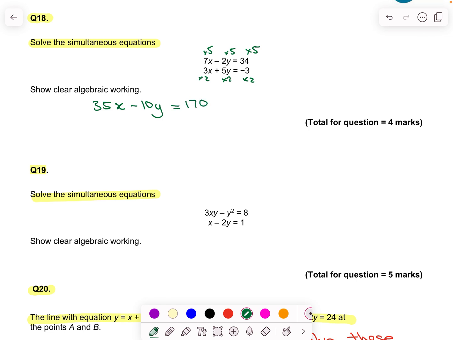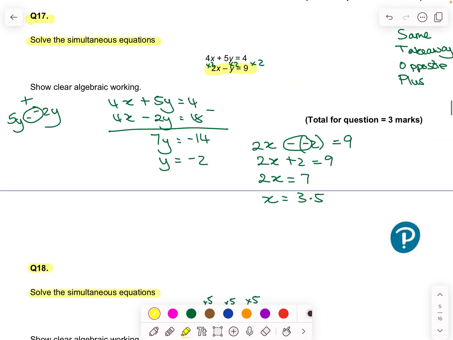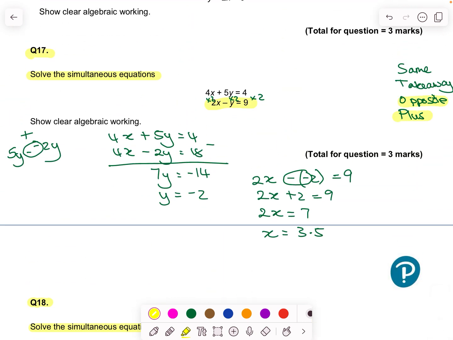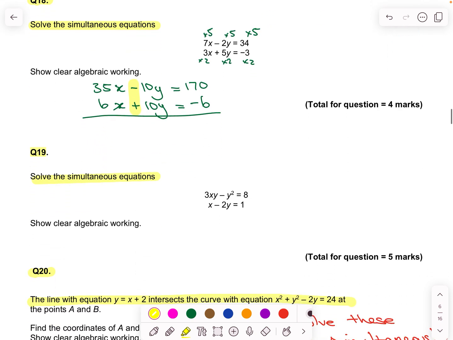On the bottom, I get 6x plus 10y equals minus 6. Okay, because I'm getting rid of the y's, you can see here that the signs are not the same. They are opposite. So because they're opposite, I'm going to add the 2. So I'm going to add.